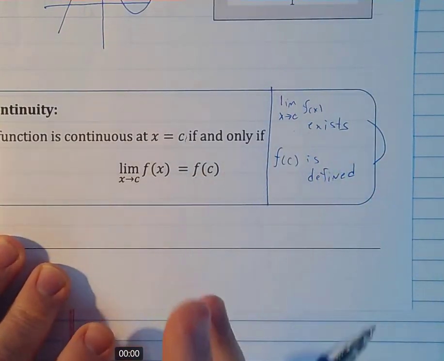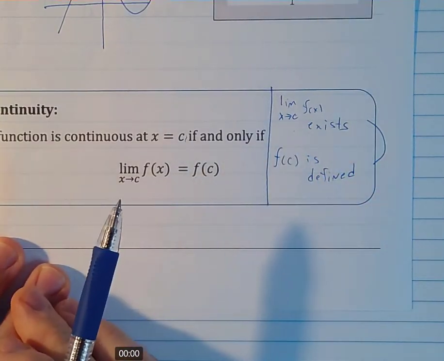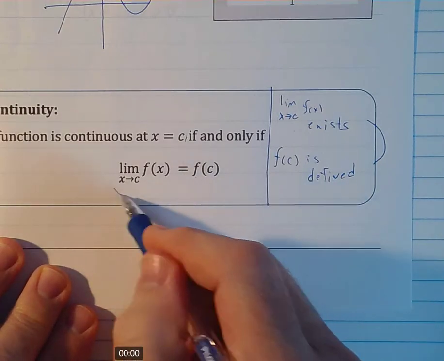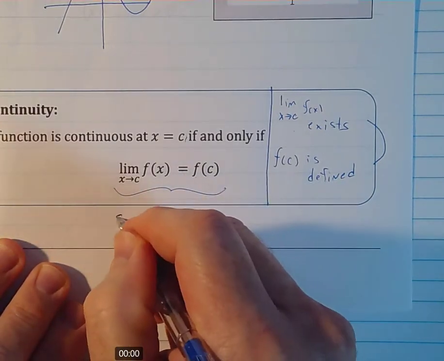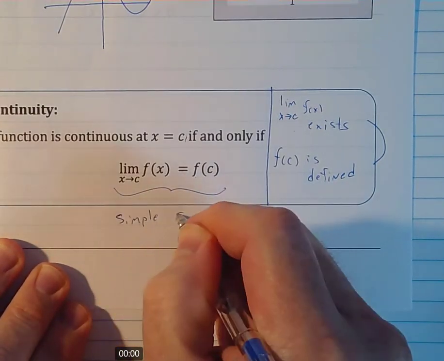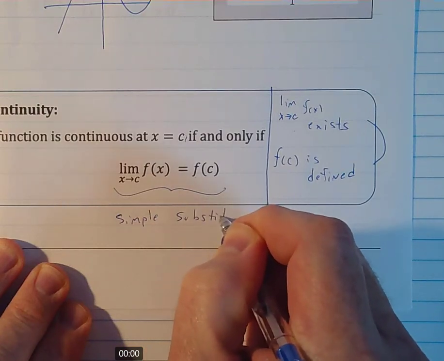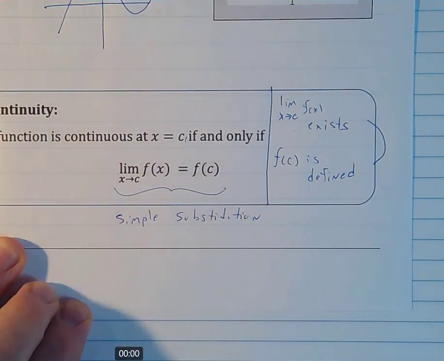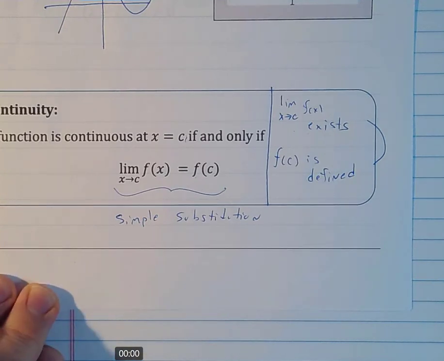And maybe an even simpler way of saying this is just by saying, hey, we can do this limit using simple substitution. Remember, that's our first approach when we're trying to evaluate a limit. We just try to say, hey, can I just substitute this in? If I can do this limit by simple substitution, then the function is continuous at that number.